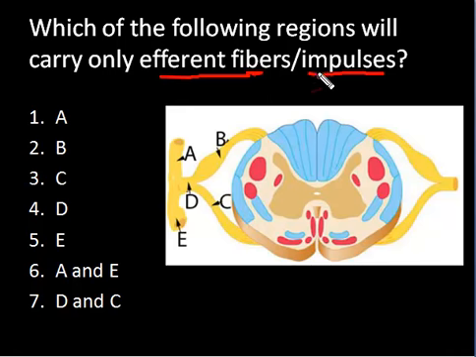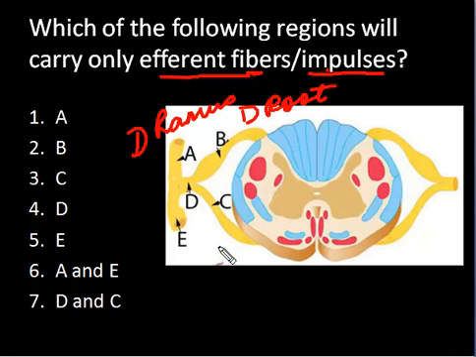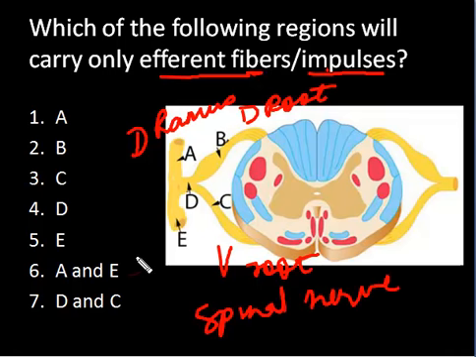So I've put fibers and impulses just to tell you that either word could be used. So we have all of these regions. So let's first label them. In this diagram, I've added a little bit up here. So A here is the dorsal ramus. B is the dorsal root. C is the ventral root. D is the spinal nerve itself. And E is the ventral ramus.